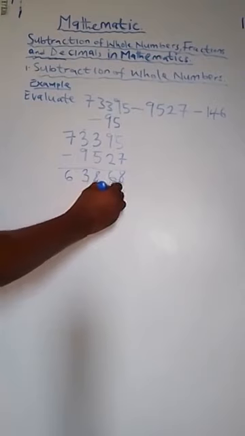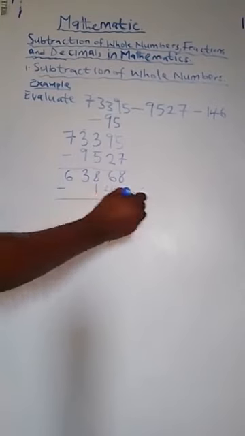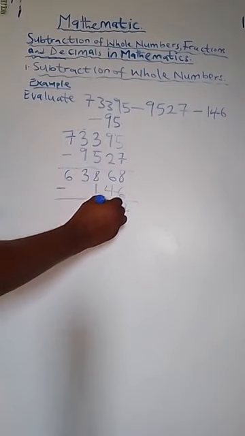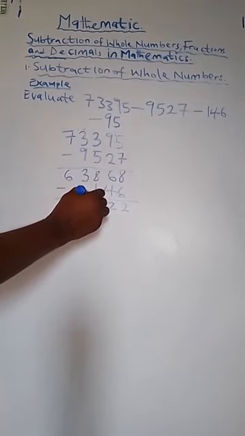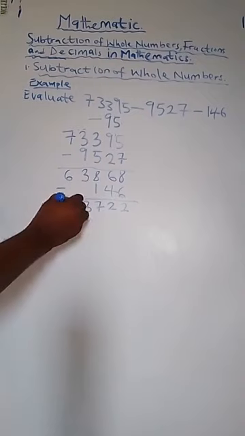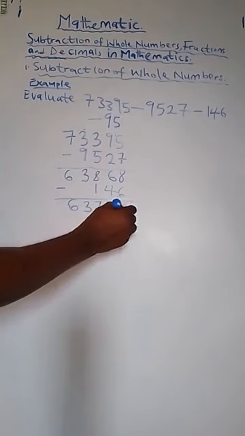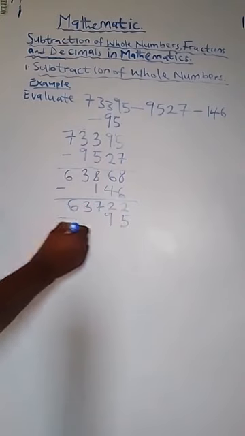6, 4, 1 minus 8. 6 minus 4 is also possible, 2. 8 minus 1 is possible, 7. Write my 3. Write my 6. Now the last number. Start from here, not from here, to avoid mistake. 5, 9. My operation sign.